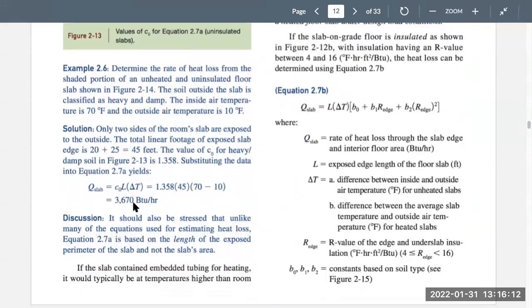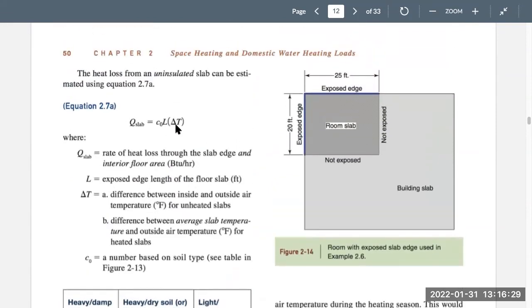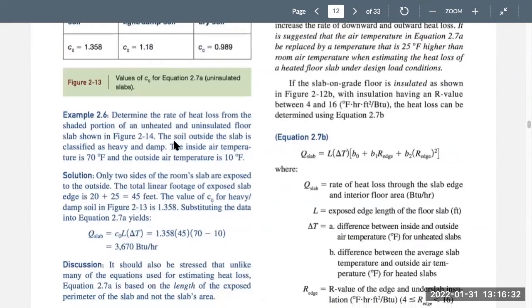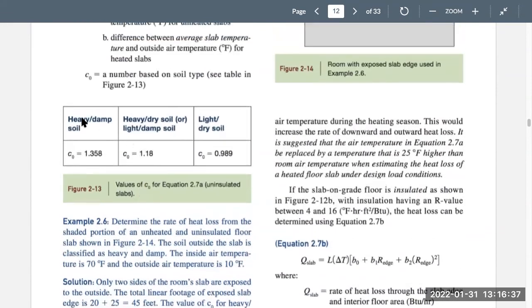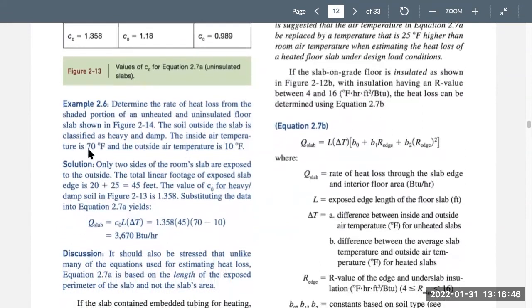So determine the rate of heat loss from the shaded portion of the unheated, uninsulated floor slab shown in figure 2.4. The soil outside is classified as heavy and damp. So what we know is it's uninsulated. That means we need to use this formula here. And the soil outside of the slab is heavy and damp, so that means we're going to be using this multiplier here, 1.358. And the inside air temperature difference is 70, and the outside it's 10 degrees Fahrenheit.